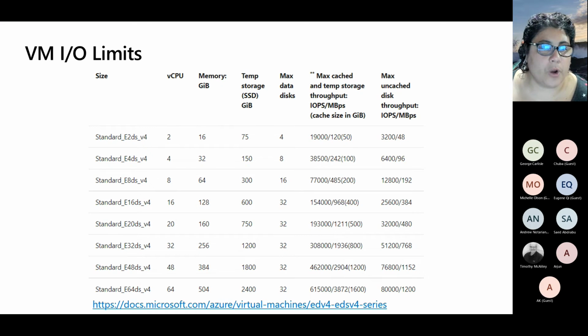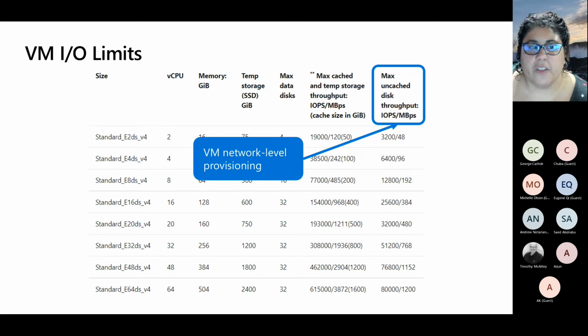So for any one of these VMs, there's this max uncached disk throughput, IOPS and megabytes per second. This column represents how many IOPS and how much throughput you can get at the VM network level provisioning. So this is how much collectively the VM is allowed to do. No matter how many disks you have attached and what the limits on those individual disks are, added together, you can't exceed this limit.